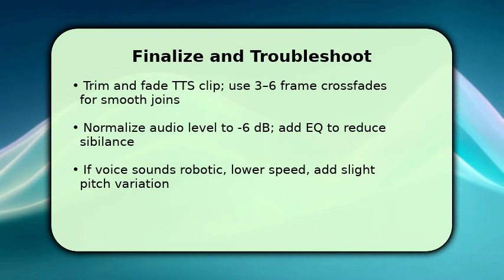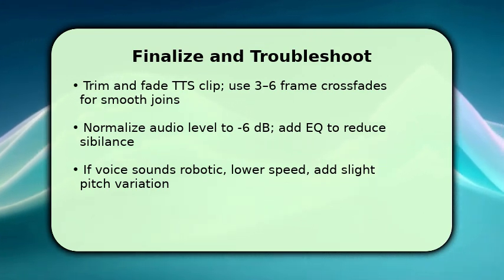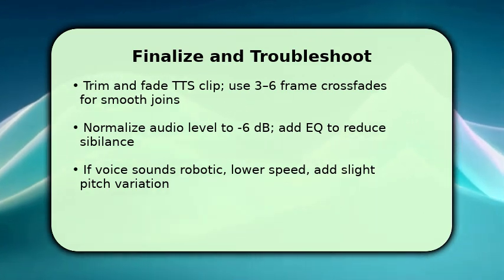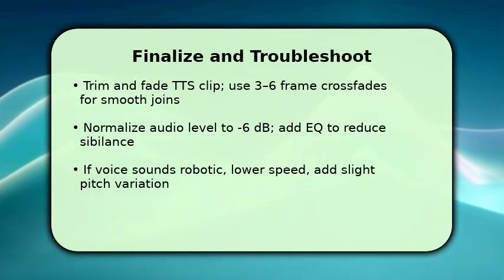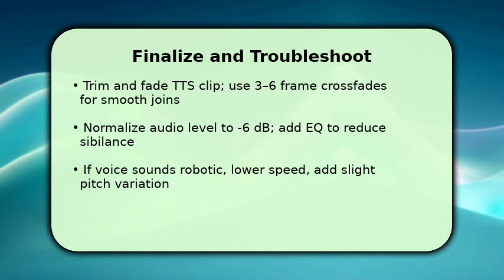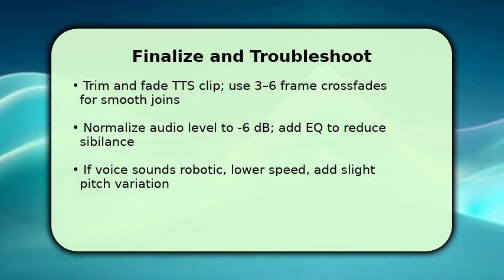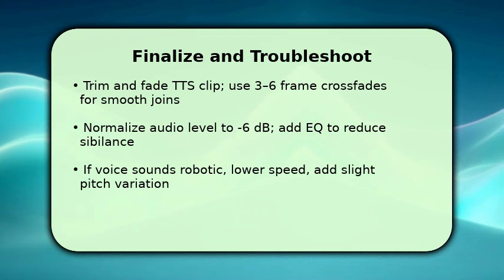Use a light EQ to reduce harsh sibilance and a subtle de-esser if needed. If the speech sounds robotic, lower speed slightly, add minor pitch variation, and re-preview. This is the key troubleshooting move. Make sure to re-export a test render to confirm final sync and quality.